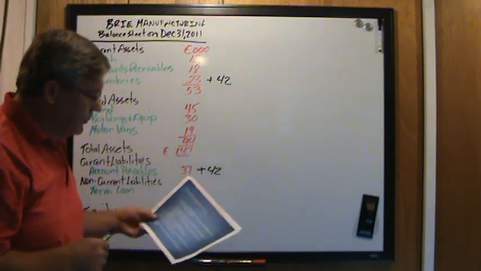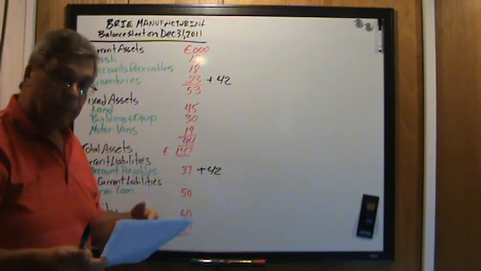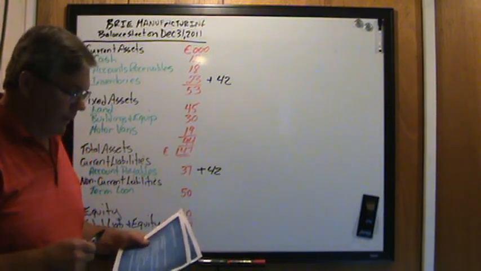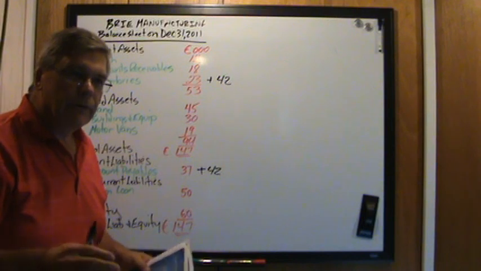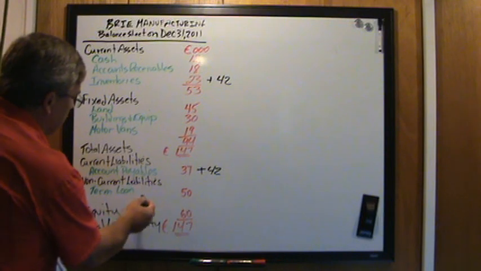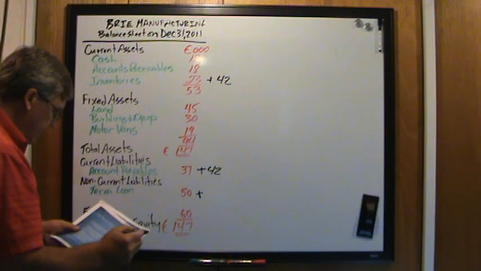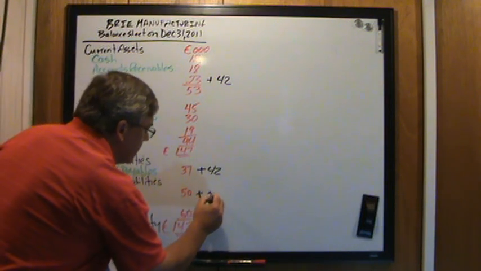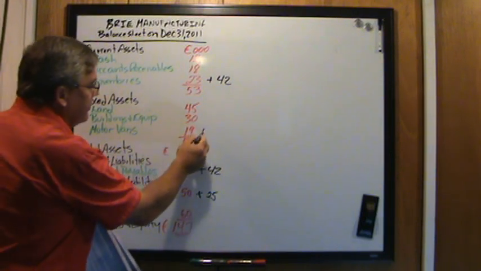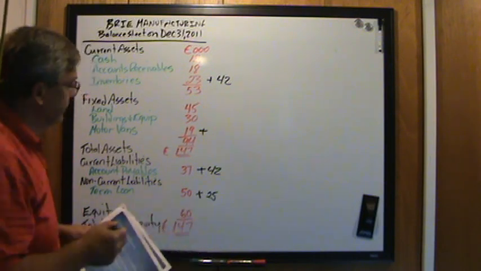Next one, we borrowed 25,000 euros from the bank and used 15,000 of the 25 to buy a van. So first of all, we borrowed 25,000 from the bank. If we're going to use it for a term piece of equipment like a van, then that comes down here under term loan. We already owe the bank 50,000, and we're going to add another 25,000 to that. We have 19,000 worth of motor vans, and we bought another one for 15,000.